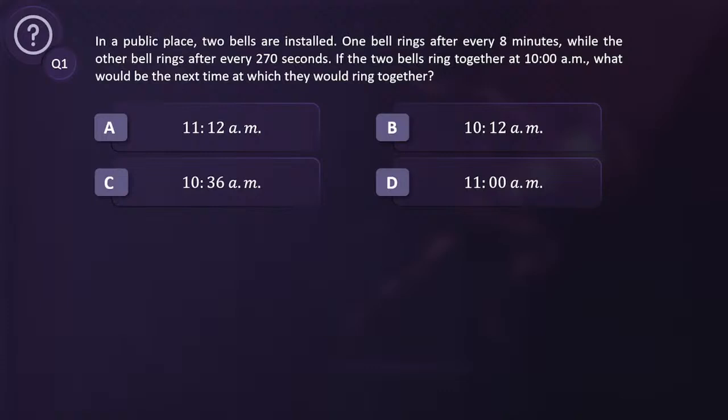Now this is a basic question of LCM. LCM का क्वेश्चन है ये, ठीक है? अब दो तरीके से कर सकते हो. या तो LCM का एक जो फॉर्मूला होता है कैलकुलेट करने का, वो अप्लाई करो या फिर लॉजिक अप्लाई करो. ठीक है? Now you have two bells here in this question. One rings after every 8 minutes and the other one rings after every 270 seconds. अब 270 को अगर मैं कन्वर्ट करता हूं मिनट्स में, 270 seconds if I convert it to minutes, it will be 270 divided by 60.